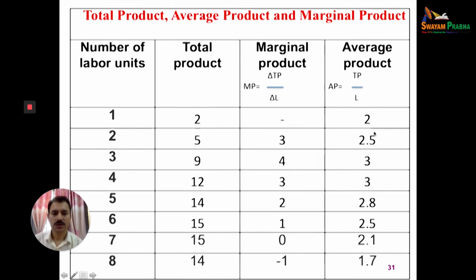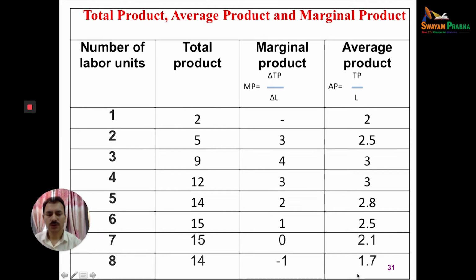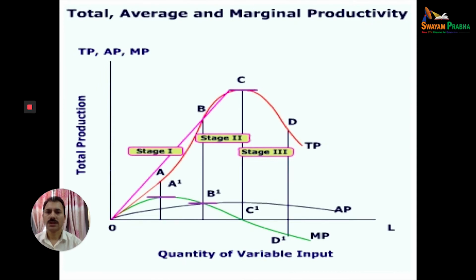Here, the point to be noted is that earlier it is increasing, 2, 2.5, 3, and 3, and then it starts decreasing. Average product also starts decreasing after a certain point. Then 2.5, and when 7 to 8, it is 1.7. So let us discuss with the help of a graph the relationship between total product, marginal product, and average product.